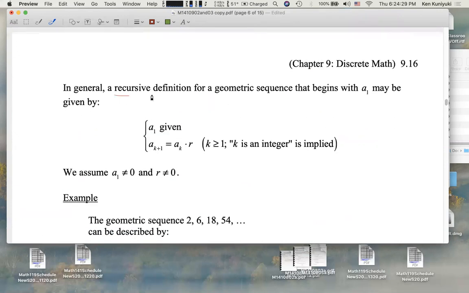The recursive definition: you start with a sub 1, usually, that's given. Not always, but often it's given. To get the next term, you take the current term, and you multiply by R, the common ratio. To get term number k plus 1, you take term number k, multiply by R. It's like dominoes, which we'll talk about later. Here's term k. Here's term k plus 1. To get from one to the next, multiply by R.